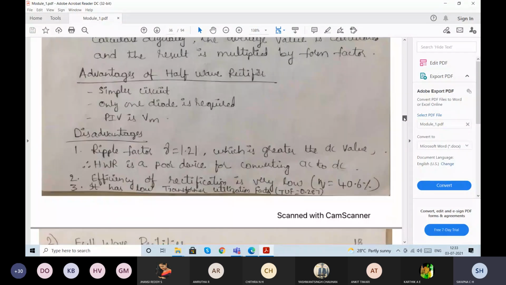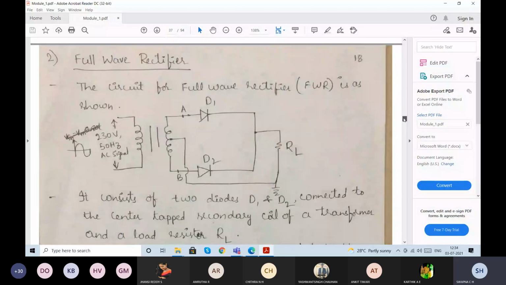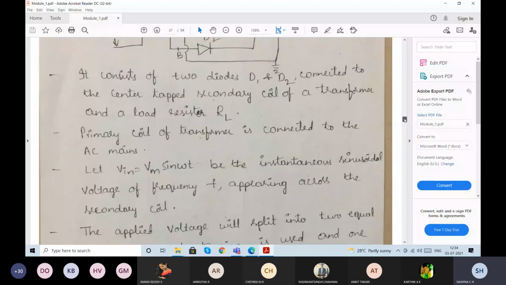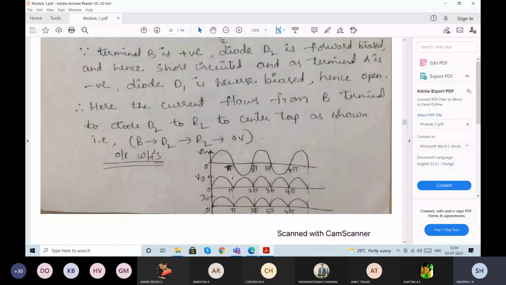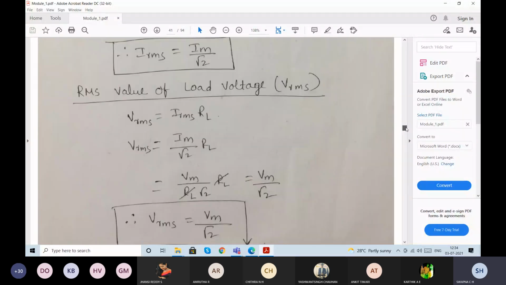Then we have seen the advantages and disadvantages. Whatever disadvantages we have with the half wave rectifier can be eliminated by using the full wave rectifier. But here the drawback is you need to exactly locate the center point. In the same way, here also you need to calculate the gamma. And one more difference here is that both the positive half cycle and the negative half cycle will be rectified.